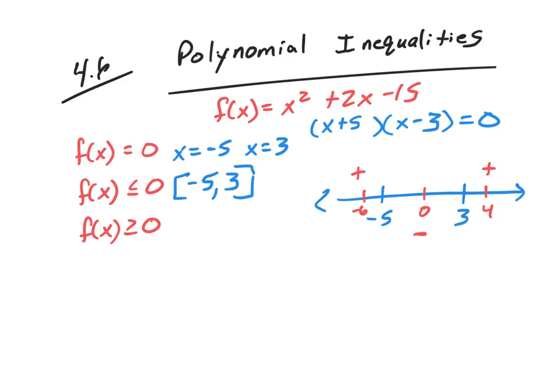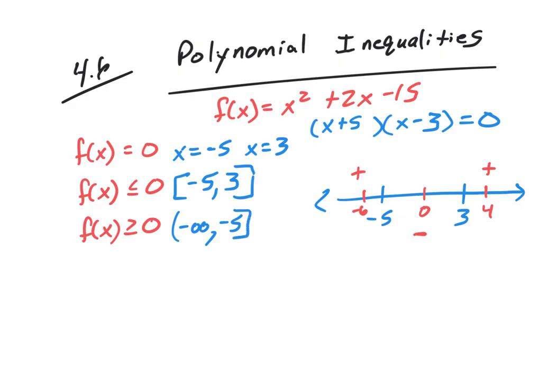So this is the one that has a little bit different notation. How far to the left of negative 5? Well, forever. Any number to the left of negative 5 is going to work. So what we call there is we call it negative infinity, all the way to the left. Negative infinity all the way to negative 5, and we're going to include negative 5.